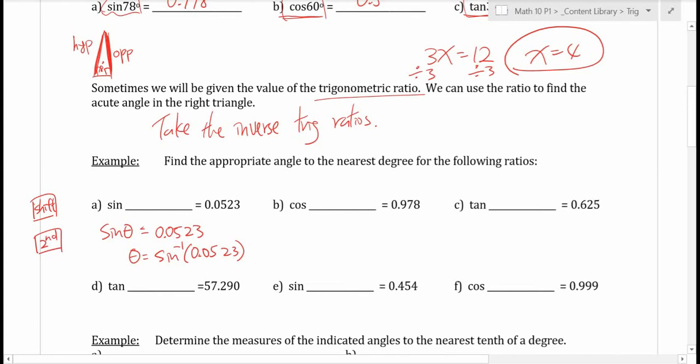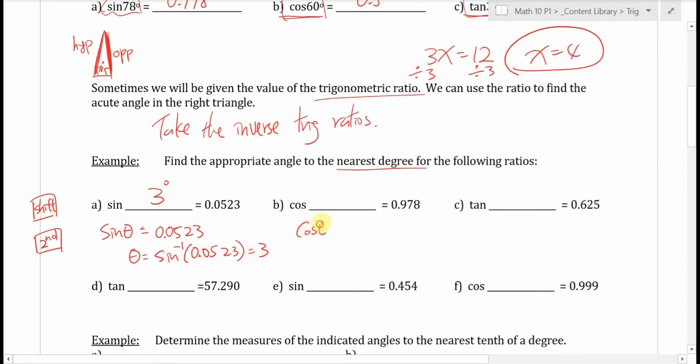You press that shift or second button first, and then you press sine, and on the screen it should show sine -1, so inverse sine. Then you simply put 0.0523 into your calculator, and you should get 3 degrees. We are rounding to the nearest degree, so this actually gives you 3 on the calculator. So it's sine of 3 degrees.